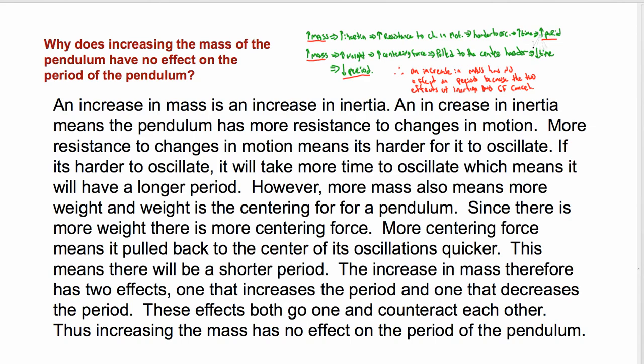Okay, so here is a paragraph that gives that same explanation that we wrote in shorthand here. You can go ahead and pause the video and give that a read if you'd like. And then we're going to go on and do one more example of an explanation.